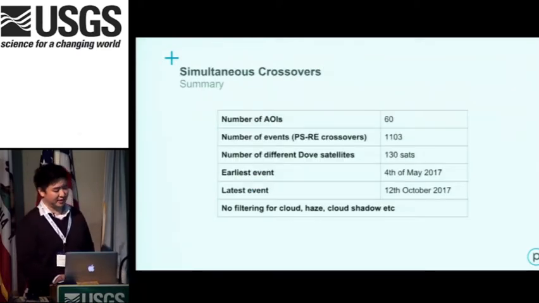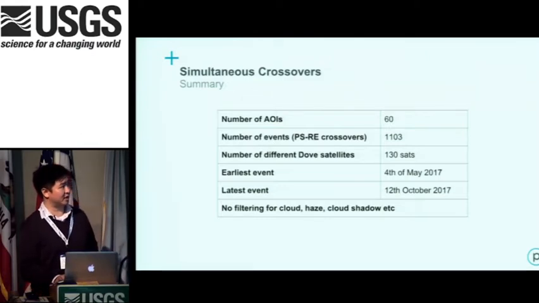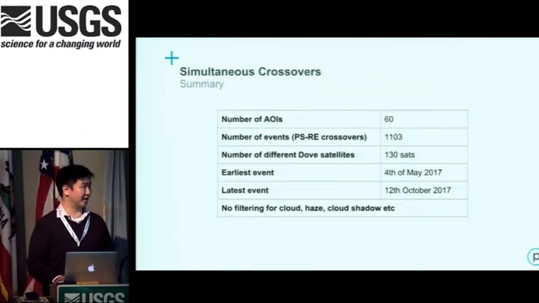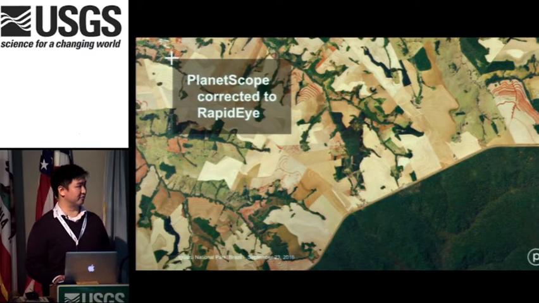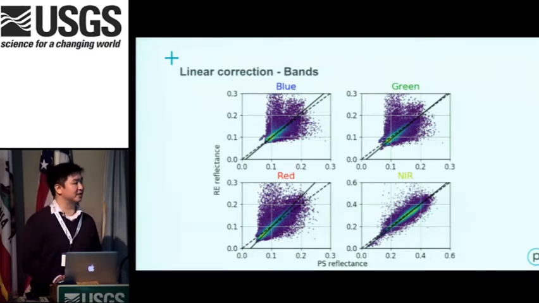So as I mentioned, we used about 60 AOIs. Within that period, there were about 1,103 crossover events, and that included about 130 different PlanetScope satellites. And as I mentioned, there's no filtering for haze or cloud shadow. So these are some of the results of the raw PlanetScope reflectance against RapidEye reflectance on the y-axis, for each of the different bands.